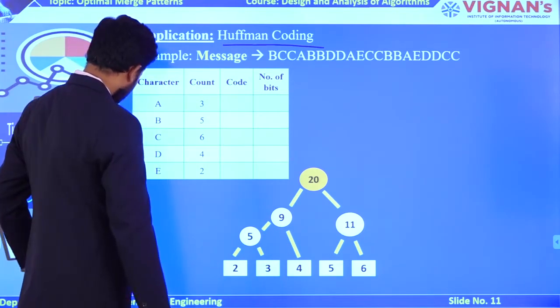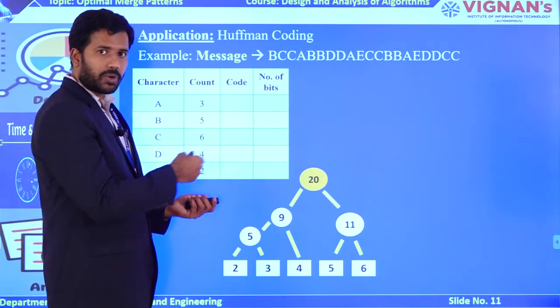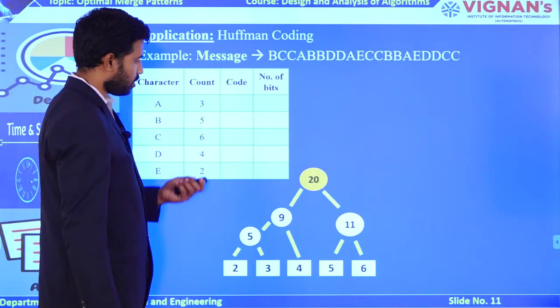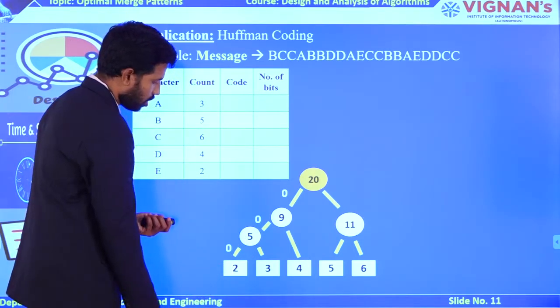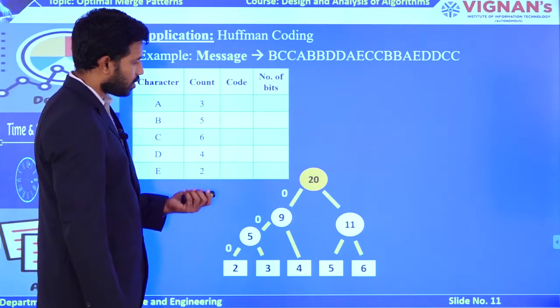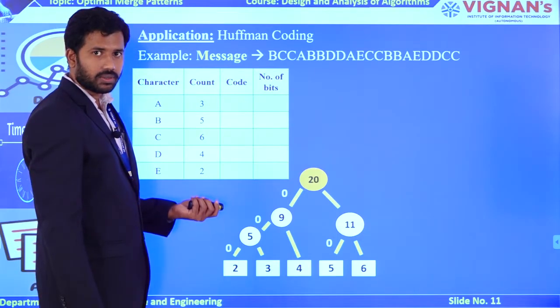Okay? So now I am labeling all the left subtree edges as zeros and right subtree edges as ones, like this. So initially, this is a left edge, right? So this is also labeled with 0. And what are the remaining left edges? Here it is available. Now this is also going to be labeled with 0.